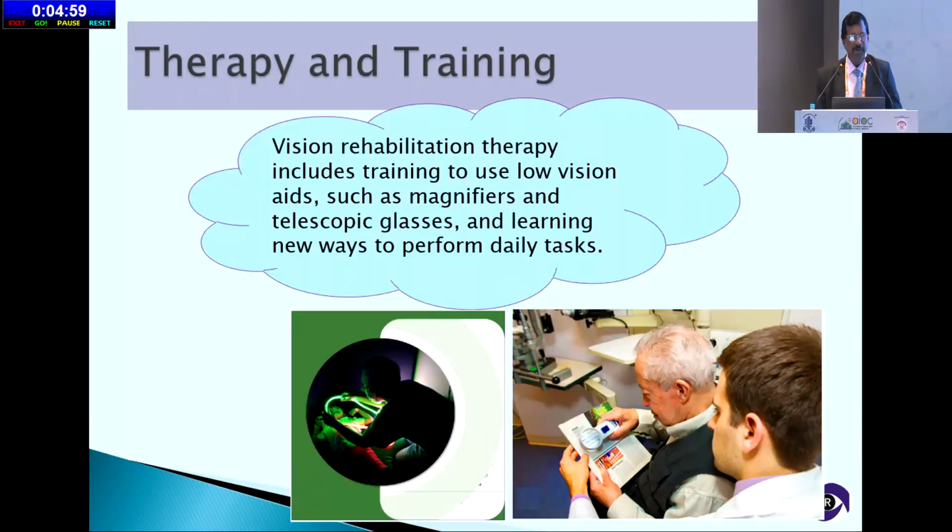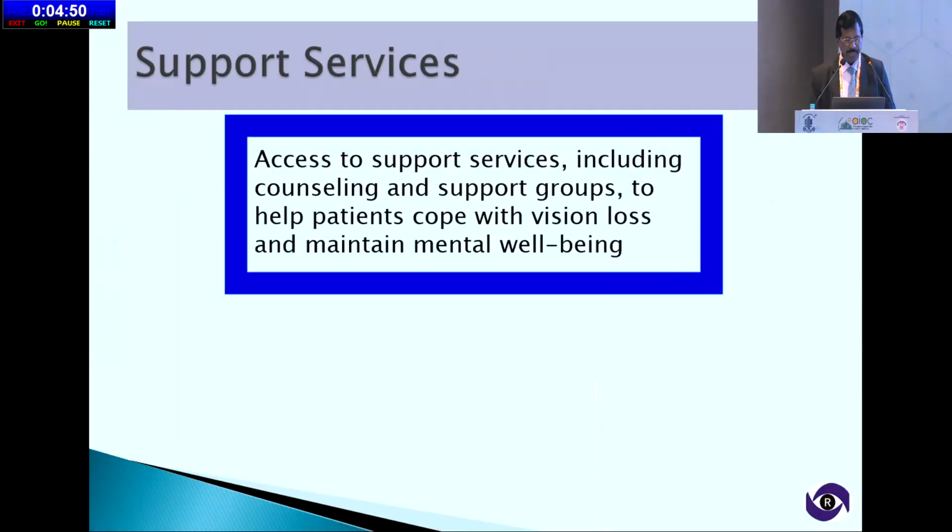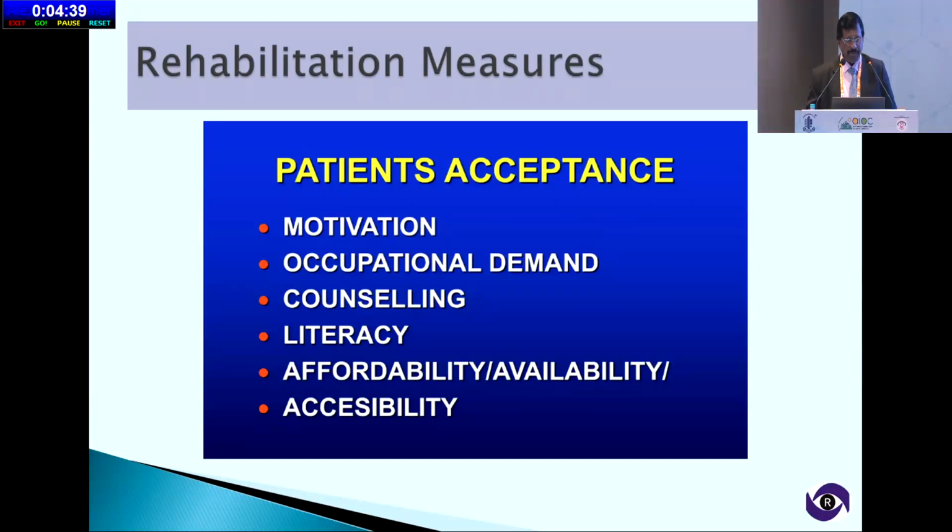Learning new ways to perform daily tasks, moving in society, moving at home. There are a lot of assistive devices, adaptive techniques, and supportive services, including access to counseling and support groups to help patients cope with the vision loss and maintain mental well-being. Still, we see that patient acceptance is very important because motivation is required; there are really a lot of limitations of these devices, occupational demands. Proper counseling is very important. Literacy of the person: most of the people are illiterate, so we have to educate them. And affordability: we have to see whether the patient can buy whatever equipment is available.